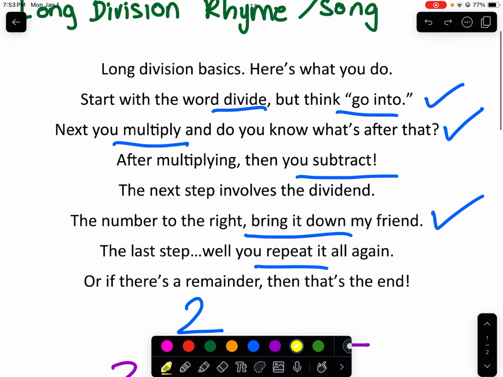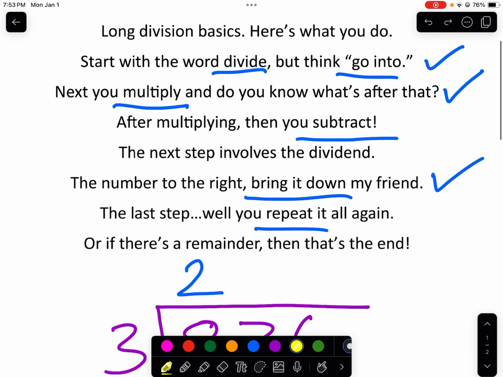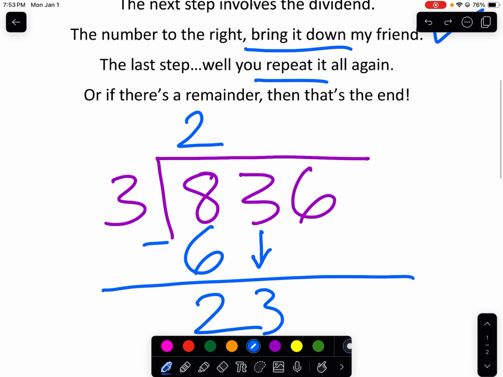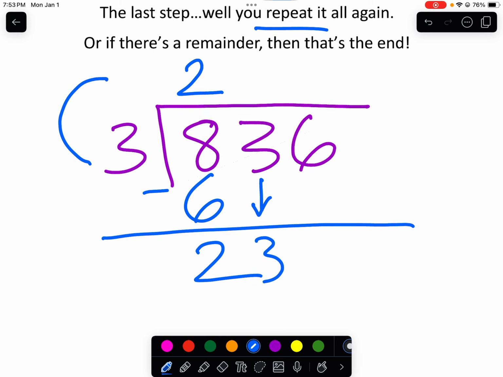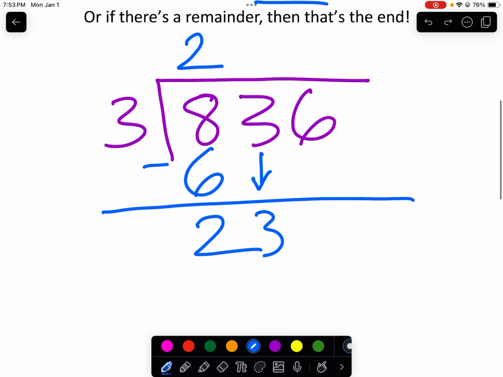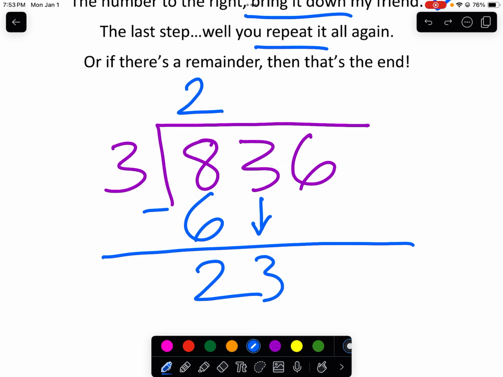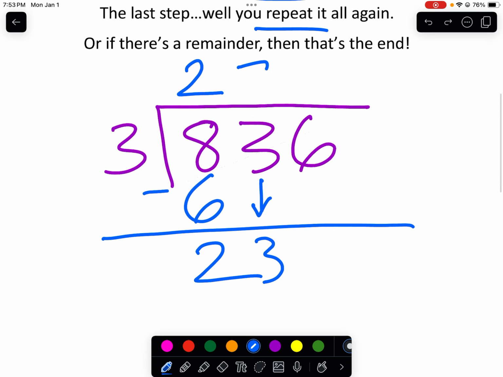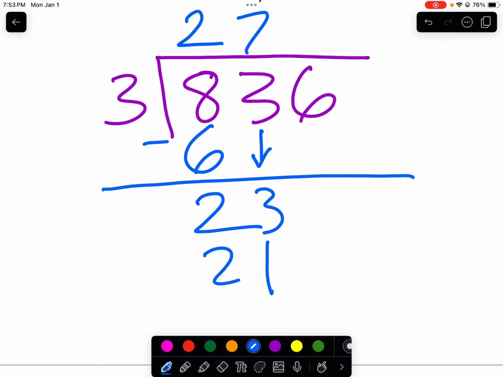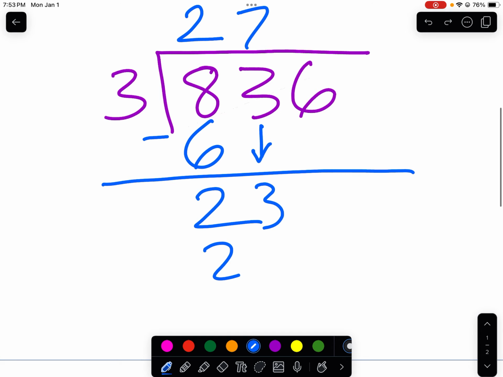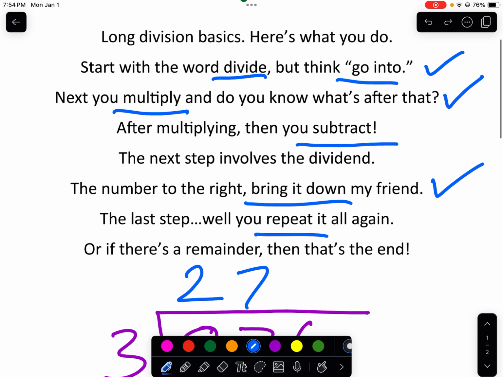So we go all the way back up. Start with the word divide, but think go into. So now, instead of thinking 8 divided by 3, we're going to go down here and we say 23 divided by 3. Another way to think about it is how many times does 3 go into 23? Well, let me see here. 3 times 10 is 30. That's too big. 3 times 9 is 27. Still too big. 3 times 8 is 24. Still too big. But 3 times 7 is 21. That one works. Oops, I went ahead too fast. So I did my divide.